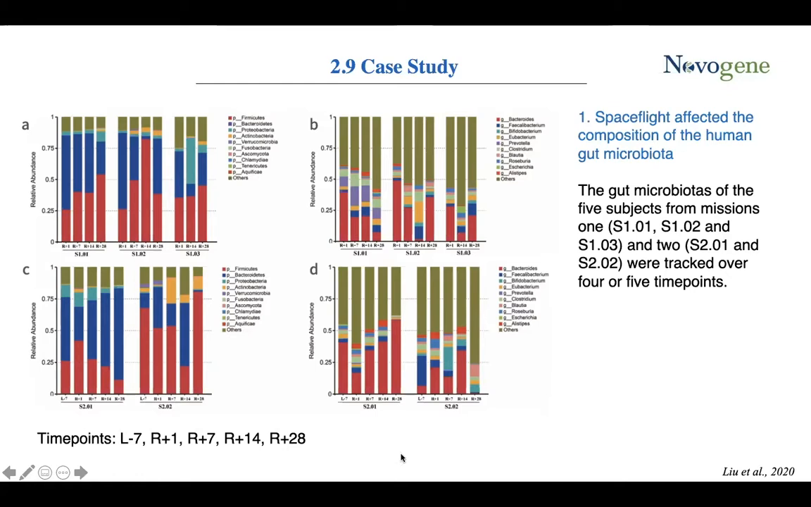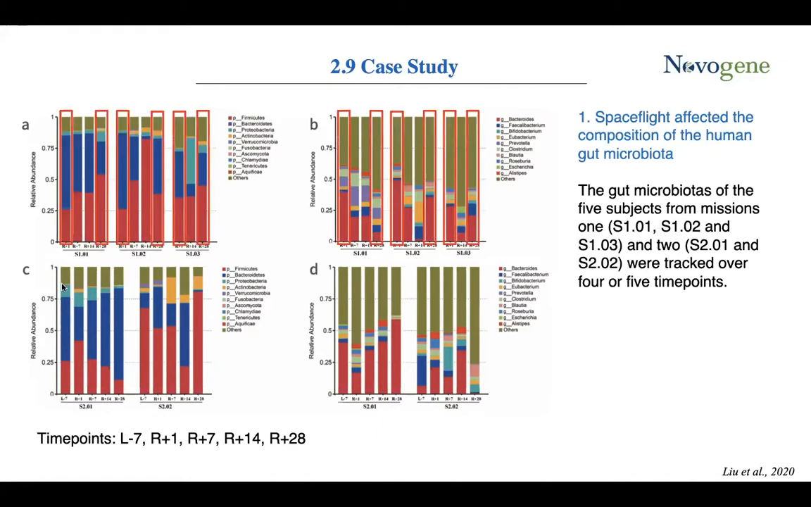So the authors first characterized the gut microbiota composition of mission 1 at the phylum and genus levels. It's in figures A and B. The gut microbiota is shown here at both the phylum and genus levels. We can see it fluctuated obviously between R+1 and R+28.